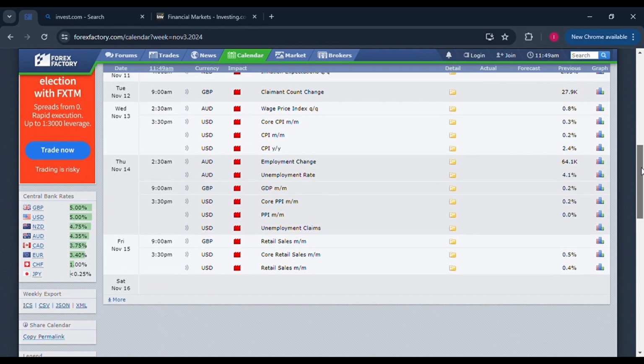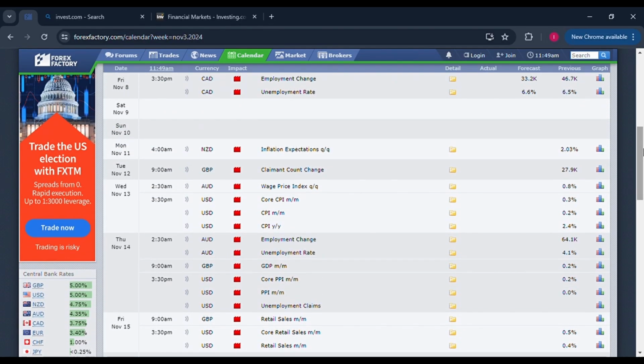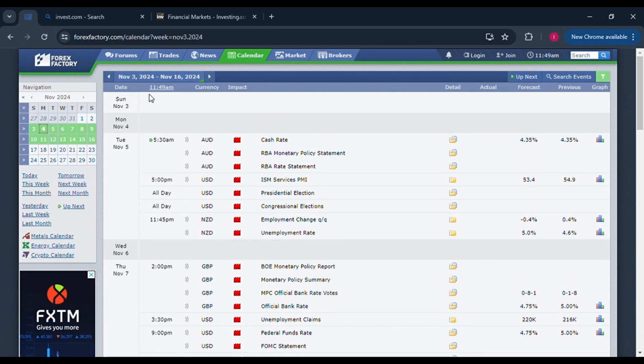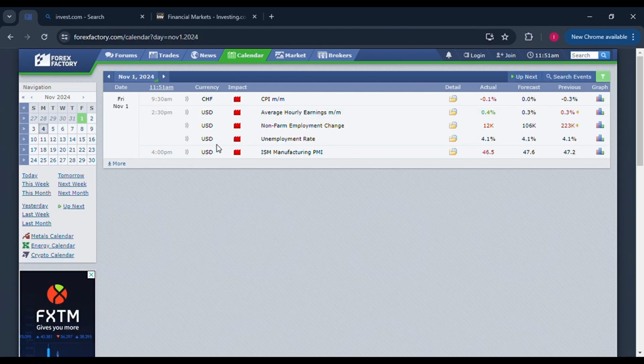In November, we did have, with the first of CPI, we have NFP. NFP was here, NFP with the US dollar. This was the previous result. This was the forecast. Then this was the actual result. So I believe it went down.